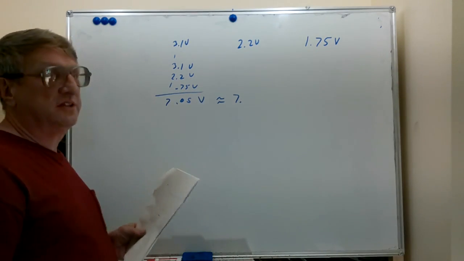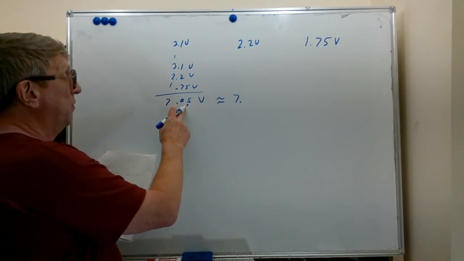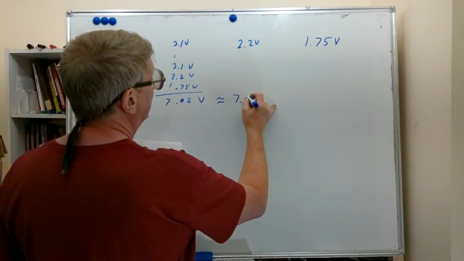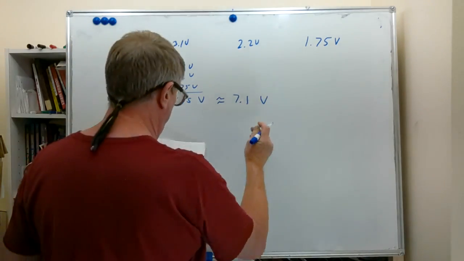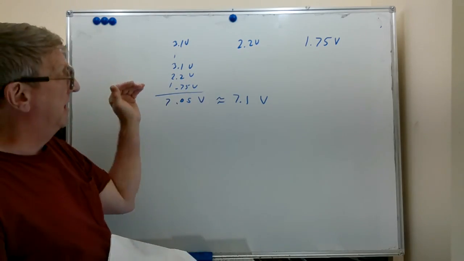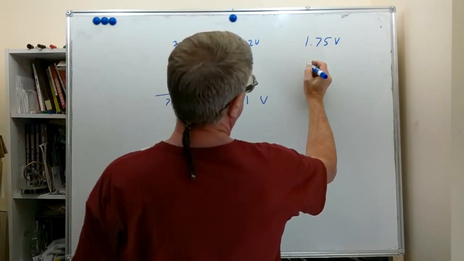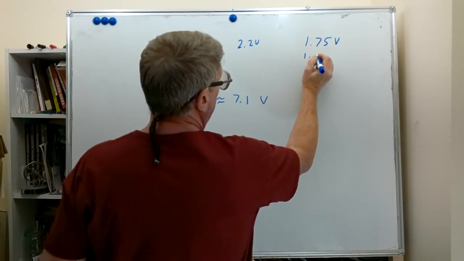Remember, we looked at our rules a little bit ago. If the number is 5 through 9, we increase this digit by 1. So that actually rounds to 7.1 volts. But we do that after we did our calculation. We don't want to drop digits first. What if we did this first and rounded that to 1.8? Let's see what we got.